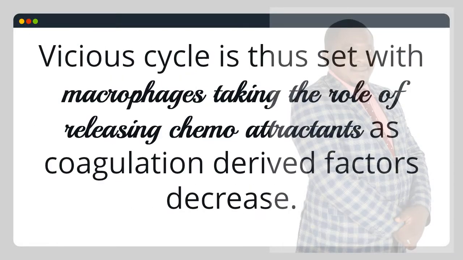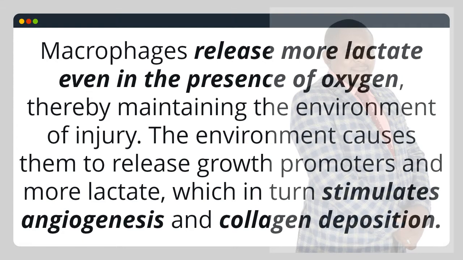A vicious cycle is thus set, with macrophages taking the role of releasing chemoattractants as coagulation-derived factors decrease. Macrophages release more lactate even in the presence of oxygen, thereby maintaining the environment of injury. The environment causes them to release growth promoters and more lactate, which in turn stimulates angiogenesis and collagen deposition.